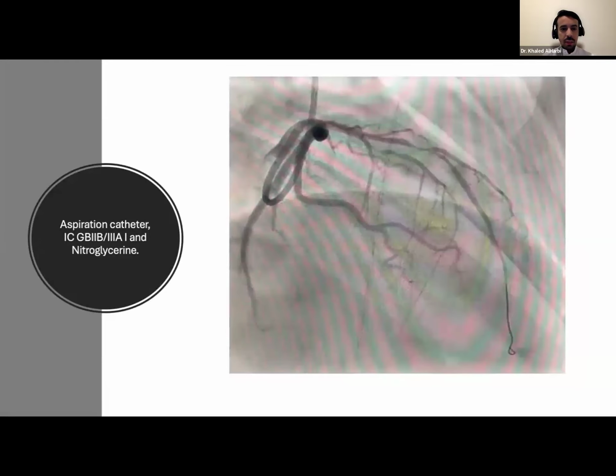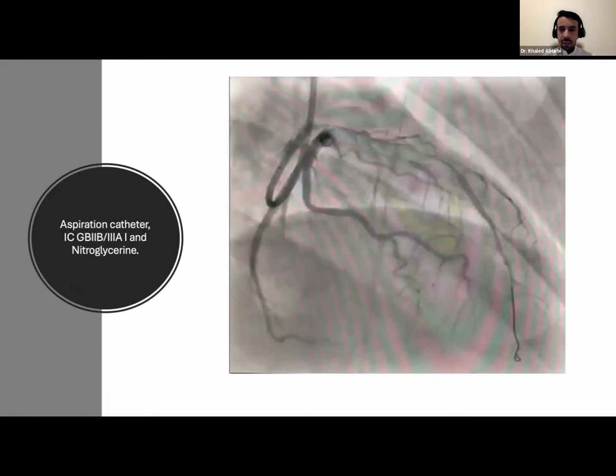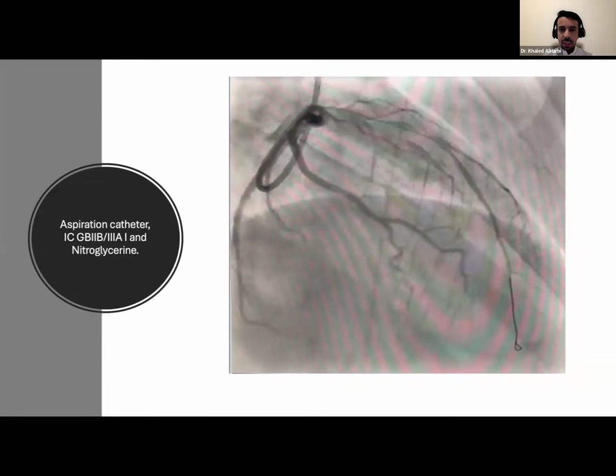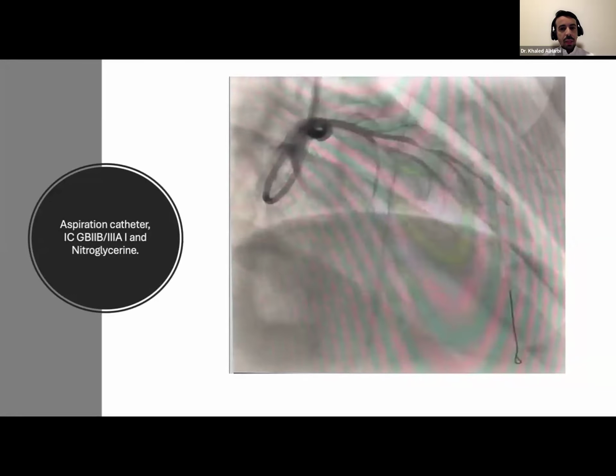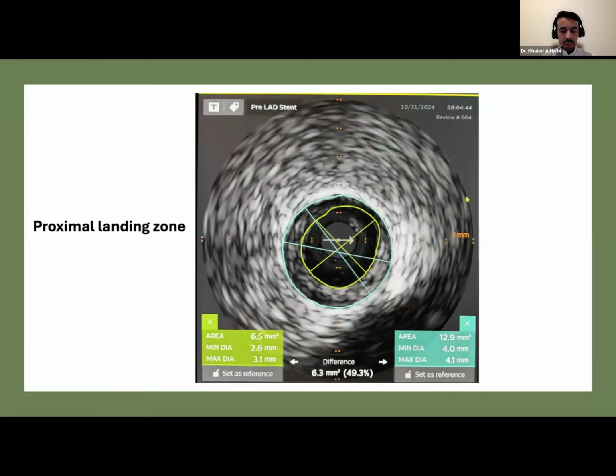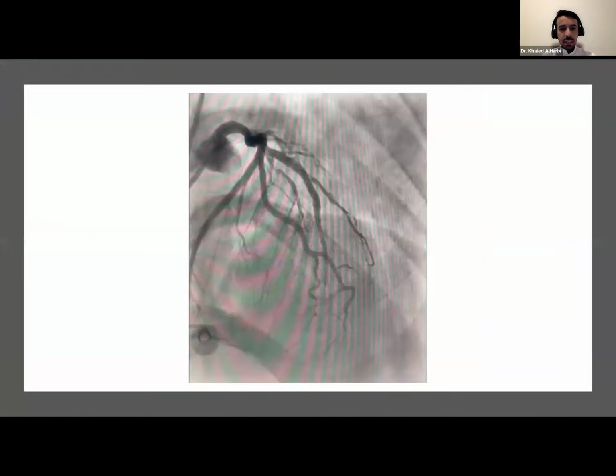An aspiration catheter was used, an intracoronary glycoprotein IIb/IIIa inhibitor was given, and IV nitroglycerin was also given. There was still diffuse disease from very distal to proximal. Then we did IVUS, which is very important to clarify the distal landing zone and the proximal landing zone. We have a fairly adequate proximal landing zone just before the left main. And this is the final result.